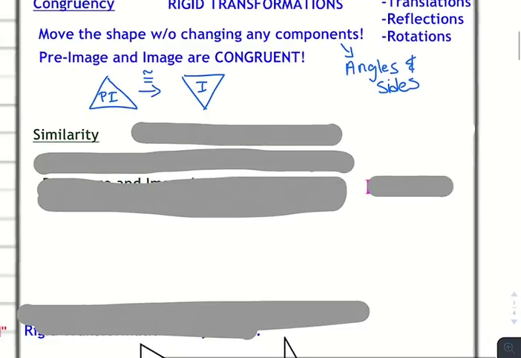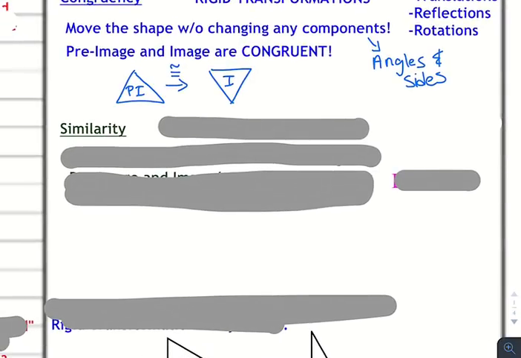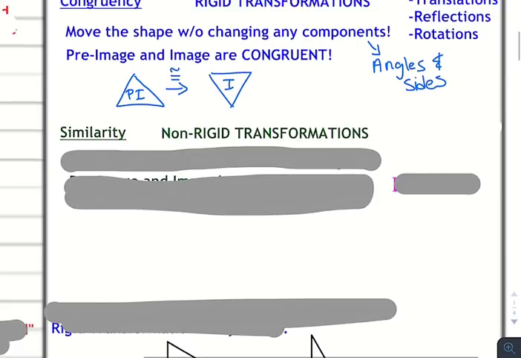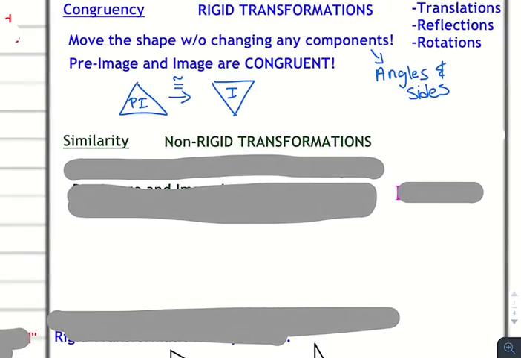Now, similarity is a term that I'm certain you guys have heard before. If not, it's not a big deal. We just have to associate similarity to non-rigid transformations. So unlike the ones above that are going to keep the same shape, no matter how you move it through a translation, reflection, rotation, non-rigid transformations are exclusively, at least for us right now, and you'll add more later in your math career, but for right now, when we're talking about non-rigid transformations, we're referring to dilations.